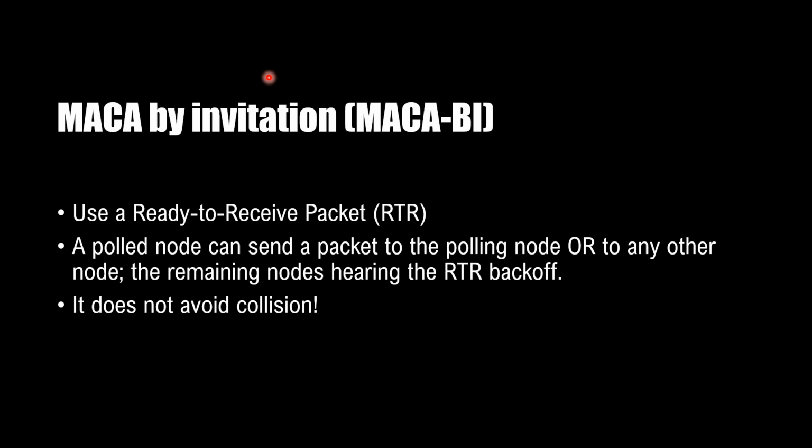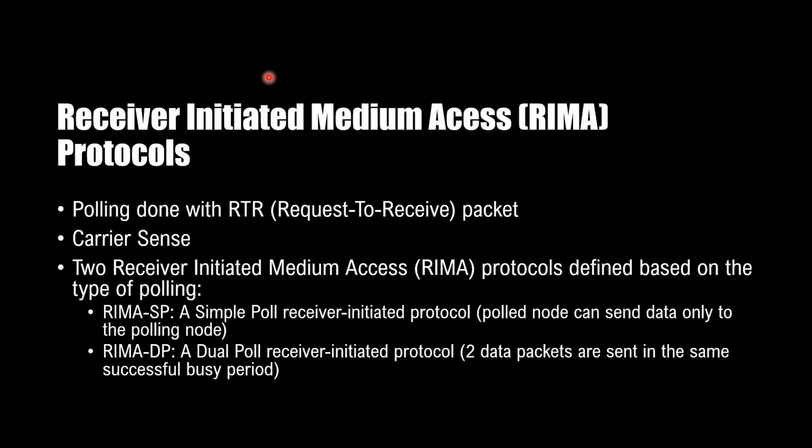So a polled node can send a packet to the polling node or to any other node, and the remaining nodes hear the RTR and they back off. Okay, so they assume that I cannot send any data, but this does not avoid collision. But this can be a process. So this paper actually proposes receiver initiated medium access or REMA protocols. And there are actually two types of protocols here. We are going to go through them.